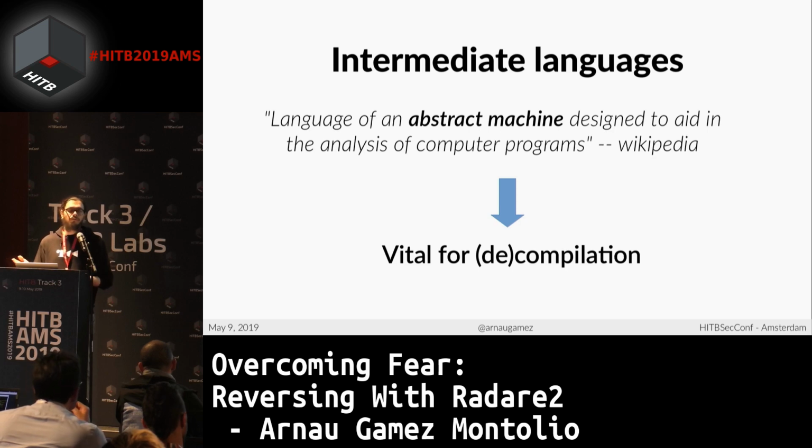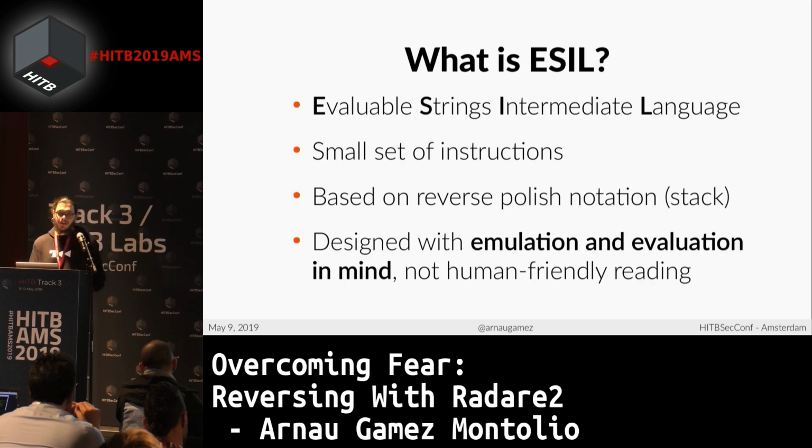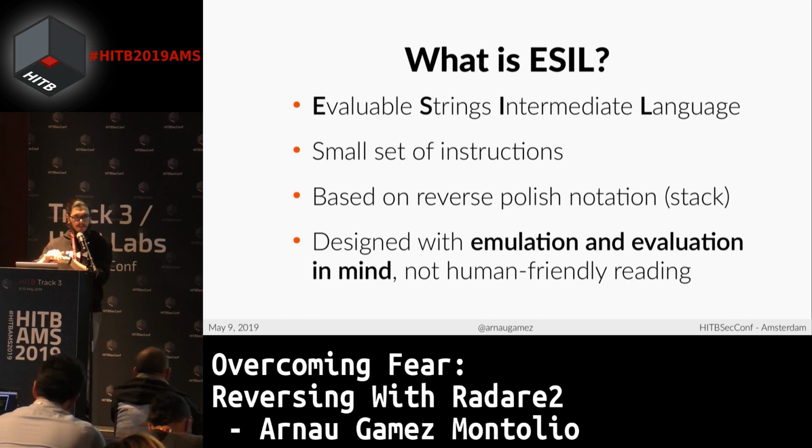IDA, for example, has the IDA microcode for the Hex-Rays decompiler, which is based on an intermediate language, and we have our own intermediate language in Radare2, which is called ESIL, which stands for Evaluable Strings Intermediate Language. Its characteristics are quite simple. It's a very small set of instructions, and the syntax is based on reverse Polish notation, which is basically a stack. You will see an example in a moment, which usually means that it is not meant to be read and understood by a human, but more to be executed quickly on a machine. Okay?